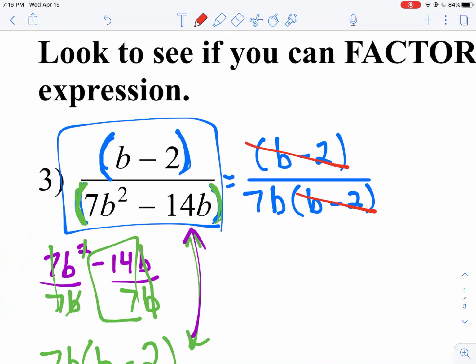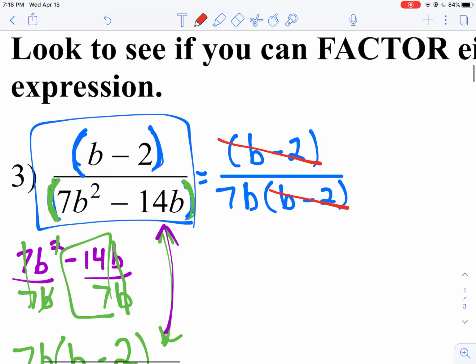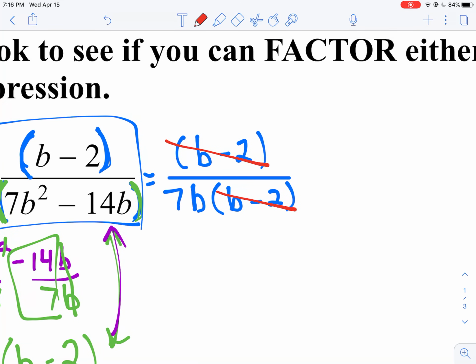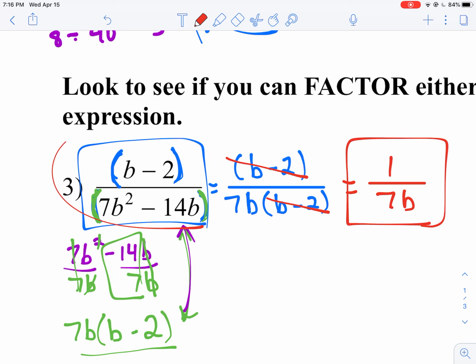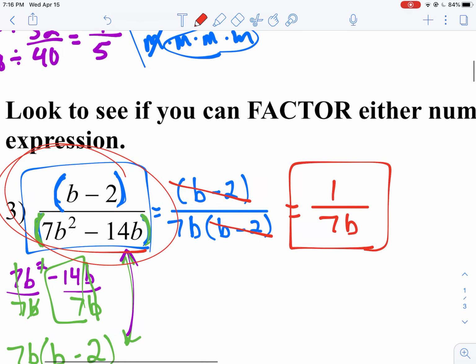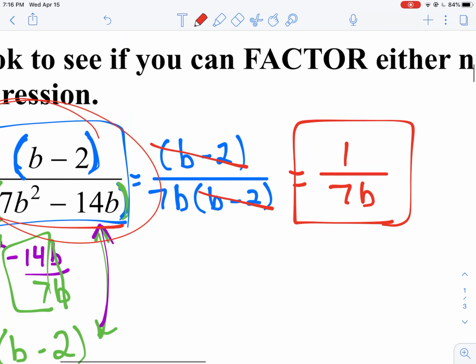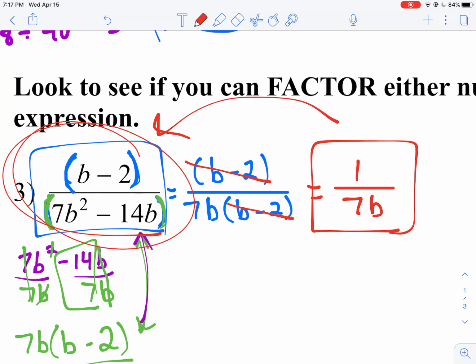So the reason we did that factoring was so that we can get those matching b minus 2's and we can cancel them out. So now our final answer, there's nothing left on top, so I'm just going to put a 1 there. And then what's left on bottom? A 7b. There's our final answer. So we took this big expression, b minus 2 over 7b squared minus 14b, and simplified it into 1 over 7b. These are the same. It's just a simplified version of the same thing.